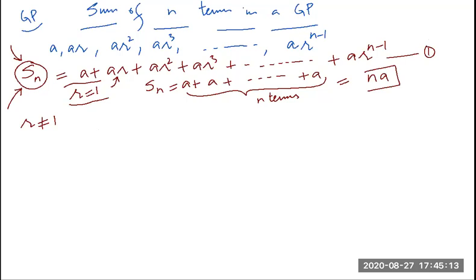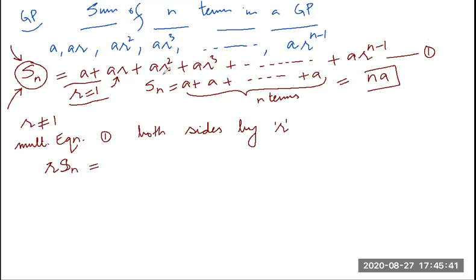and let us multiply equation 1 both sides by R, that is common ratio. So you multiply the left side also by R, it becomes R Sn, and you also multiply each term on the right hand side of equation 1 by R.